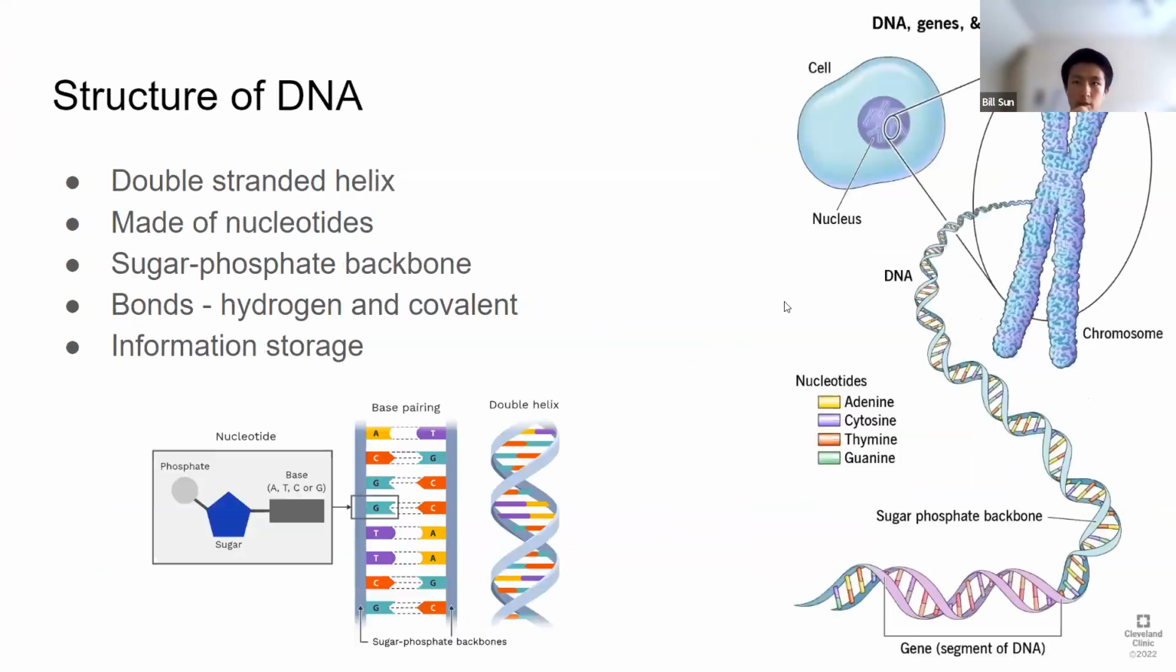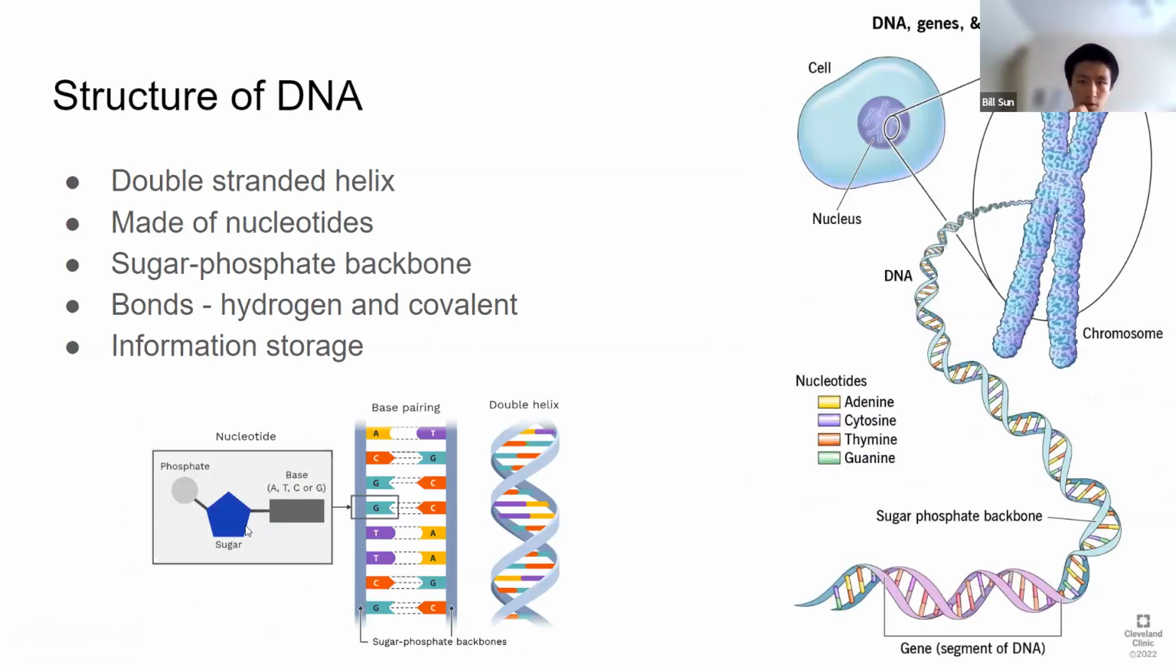Okay, so let's first talk a bit about DNA because that's the main focus of genetics. DNA is a very, very, very long molecule. Its shape is it looks like a double-stranded helix, which is like a ladder twisted into a helix shape. And it's made up of subunits called nucleotides, which are composed of three things: phosphate, which is one of the functional groups that we learned about in the first lesson. A sugar. In DNA, it is a sugar called deoxyribose.